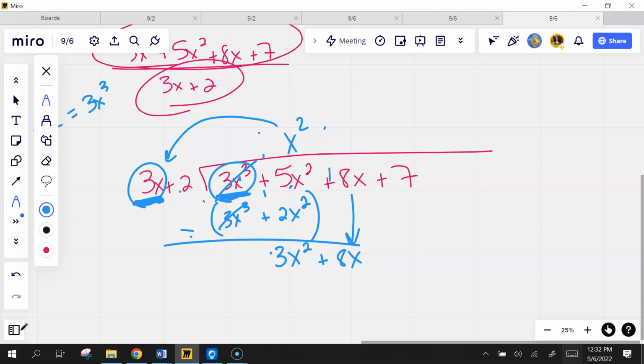And now the whole process starts all over again. What do you multiply 3x by to get 3x squared? Just an x, right? A positive x will do. So I put that in the x column.